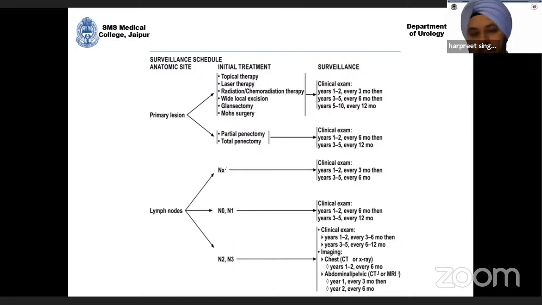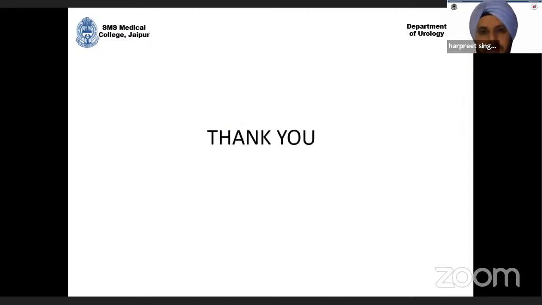Now the imaging: chest X-ray should be done every 6 months, and abdominal and pelvic CT or MRI for the first year should be done every 3 months, and during the second year, every 6 months. Thank you.